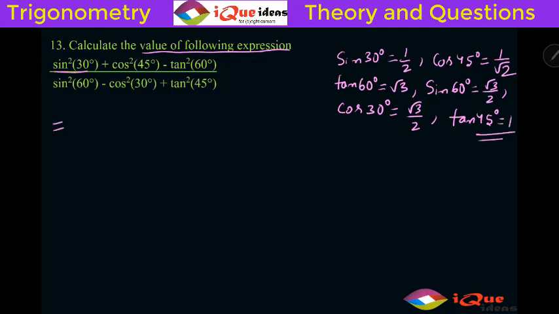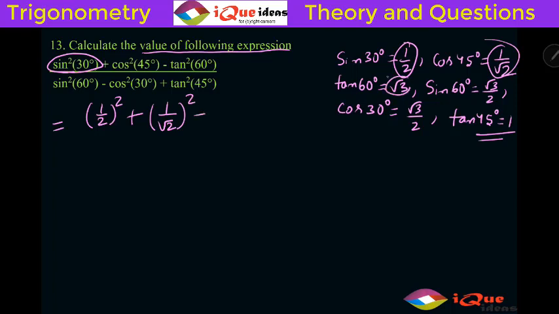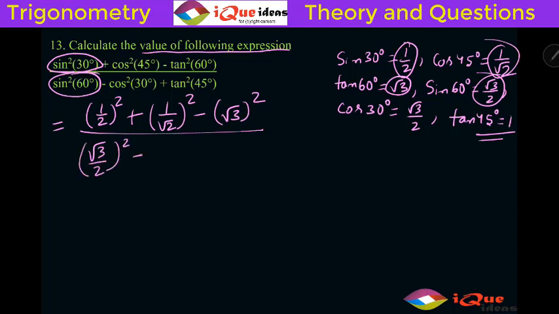Now here it is sine square 30 degree. Sine 30 degree is 1 by 2. So it is (1 by 2) square plus cos square 45 degree. Cos 45 degree is 1 by root 2. So square of that, (1 by root 2) square, minus tan square 60 degree. Tan 60 degree is root 3. So square of root 3. This whole thing divided by sine square 60 degree. Now sine 60 degree, where is it? It is root 3 by 2. So it is (root 3 by 2) square minus cos square 30 degree. That also is root 3 by 2. Fantastic. So (root 3 by 2) square plus tan square 45 degree is 1 square.